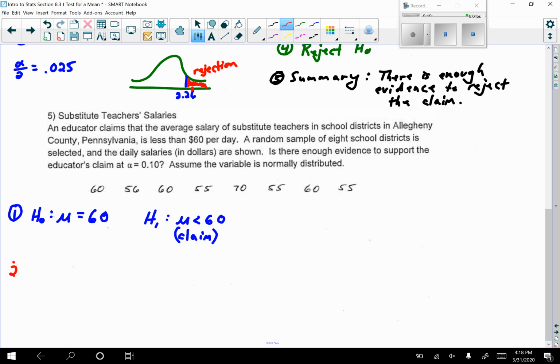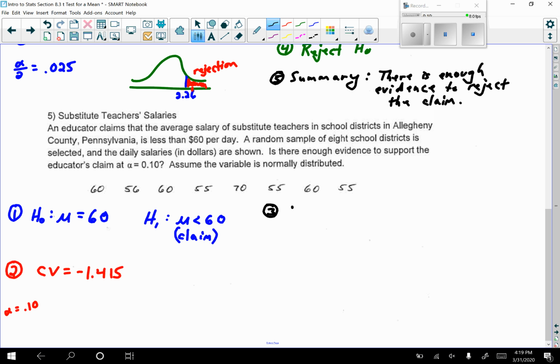All right, for step 2, we want the critical value. So this is a left-tailed test, so our alpha that we're going to type in is 0.10. So go ahead and do that, and we should be getting a negative 1.415. Our degrees of freedom, if we count all these up, we should get a 7. So the critical value is a negative 1.415.